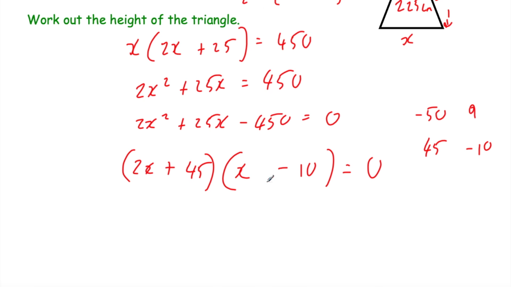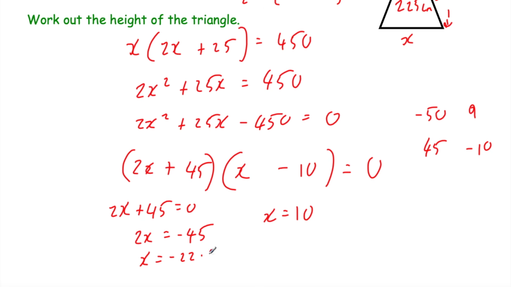Okay, now if we have a look here, to make this bracket equal to 0, x would be equal to 10. And for this bracket, I'm going to let it equal 0, so I'm going to write 2x plus 45 equals 0. I'm going to take away 45 from both sides to get 2x equals negative 45. And then I'm going to divide by 2 to get x is equal to minus 22.5. So that means that x is either minus 22.5 or x is equal to 10.